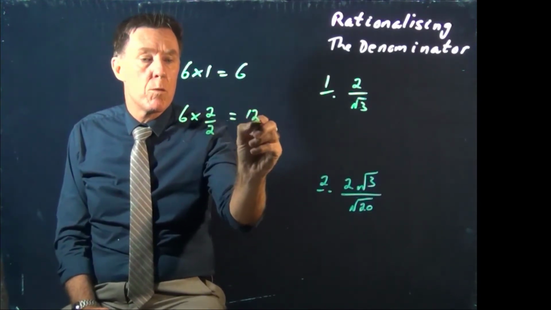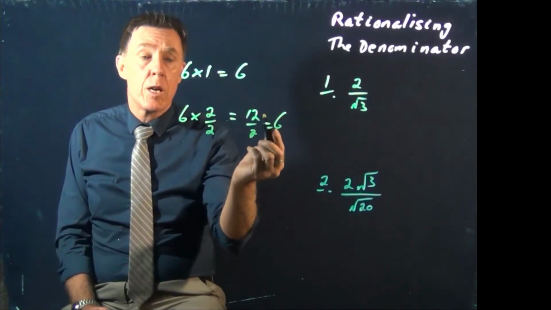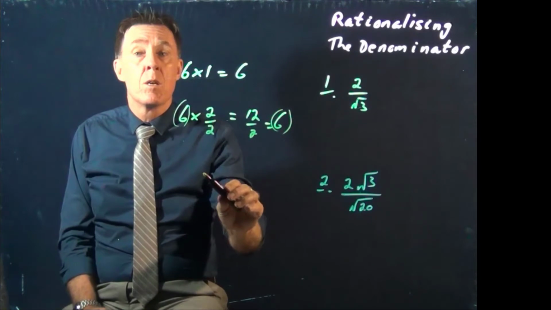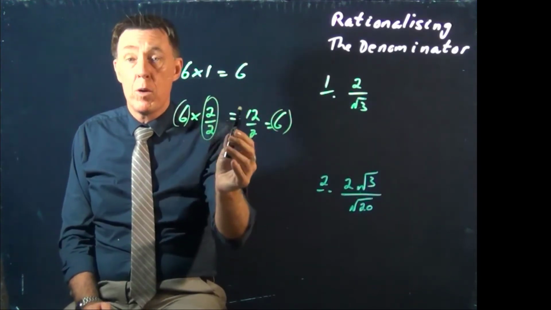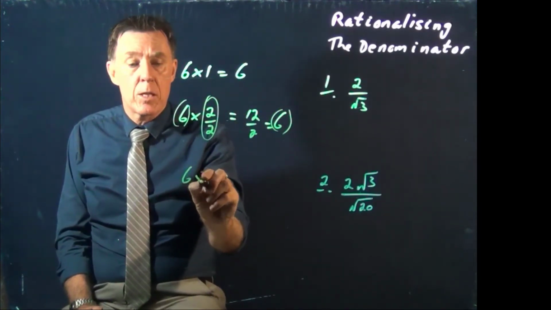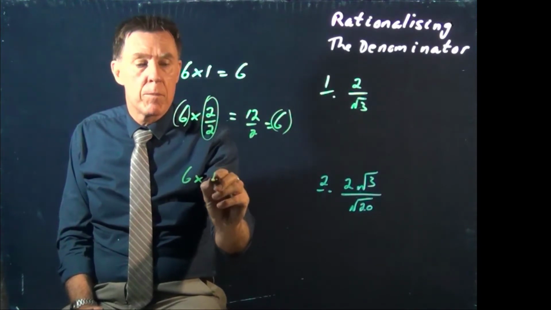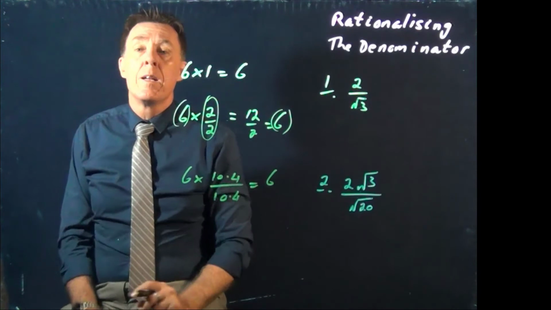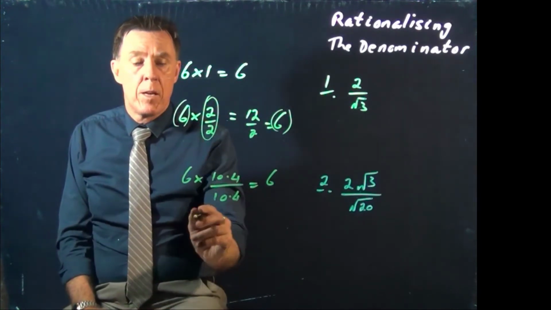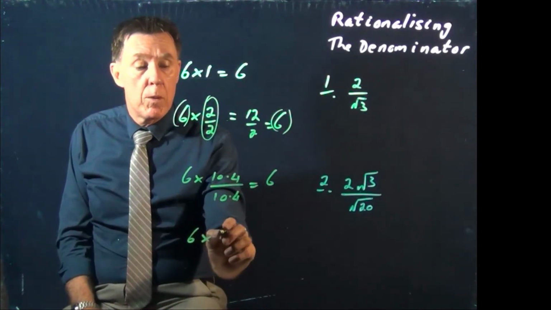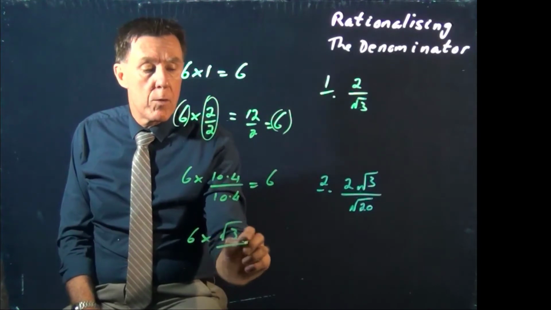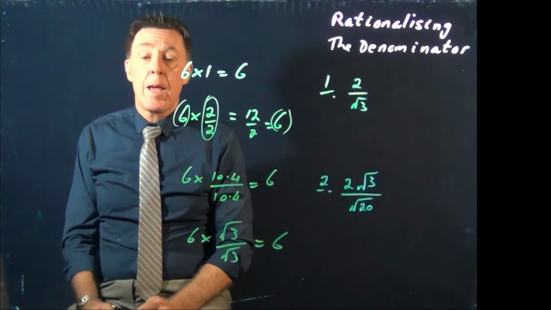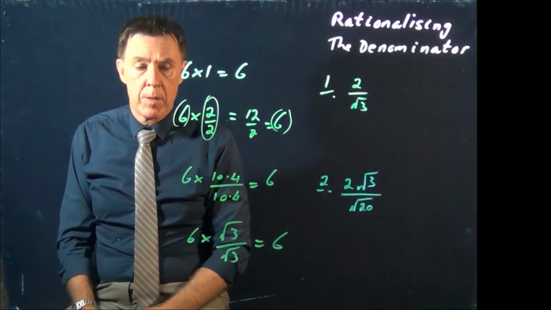6 times 2 is 12. 12 over 2 hasn't changed. My 6 stays as 6. Why? Because I'm multiplying through by 1. I can take my 6 and multiply through by anything I like. I can multiply by 10.4 over 10.4. It's still going to equal 6. I could take my 6 and multiply it by the square root of 3 divided by the square root of 3. It's still going to be equal to 6. It isn't going to change its value.